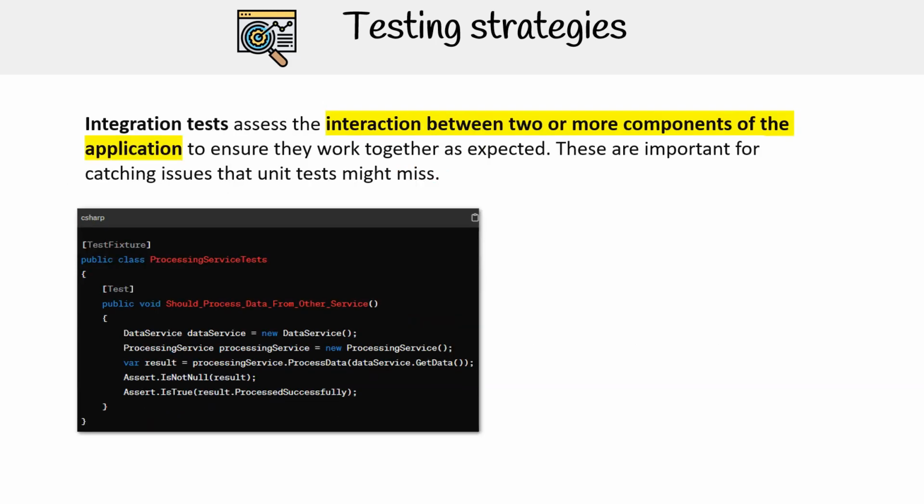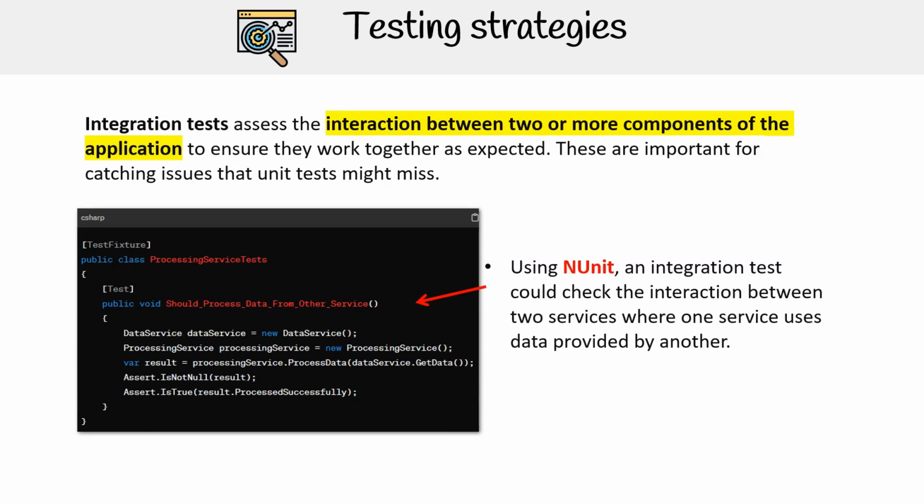Integration tests assess the interaction between two or more components of the application to ensure they work together as expected. These are important for catching issues that unit tests might miss. Using NUnit, an integration test could check the interaction between two services where one service uses data provided by another.